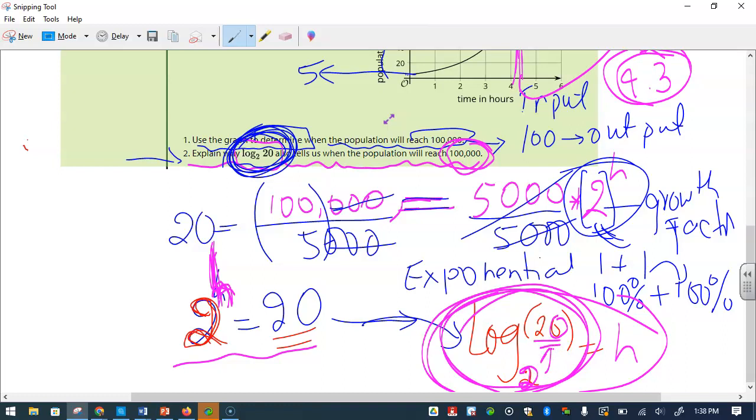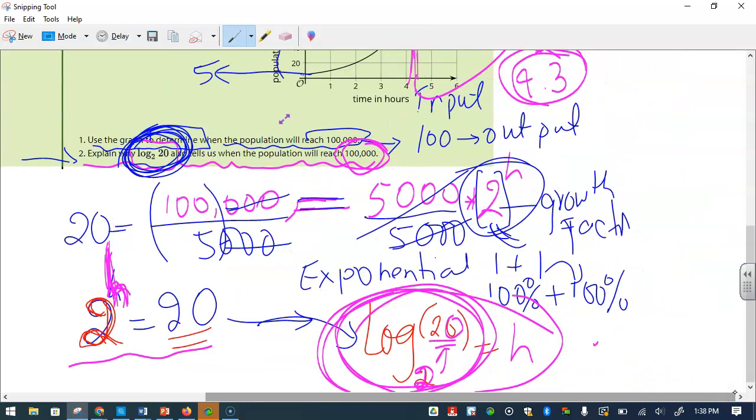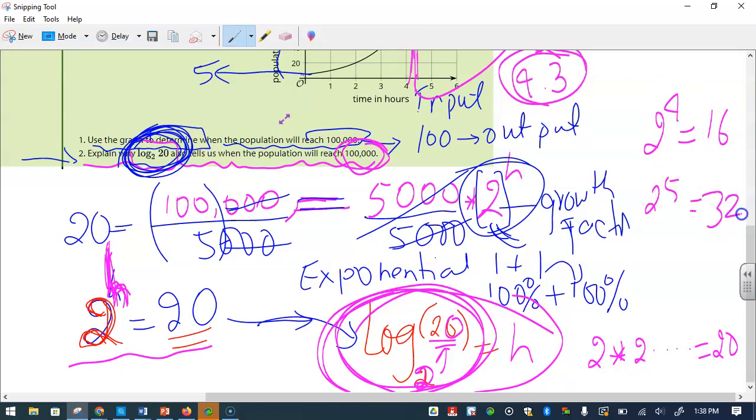And you can clearly see, basically what it means is how many 2's do I multiply to get 20? And you can see it says 2 raised to 4 is 16, and 2 raised to 5 is 32. So this 20 is between 16 and 32, so the numbers are 4 and 5, and 20 is closer to 16. So that's why it's between 4 and 5, but closer to 4, so it's 4.3.